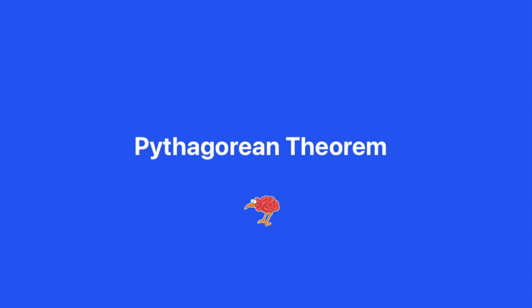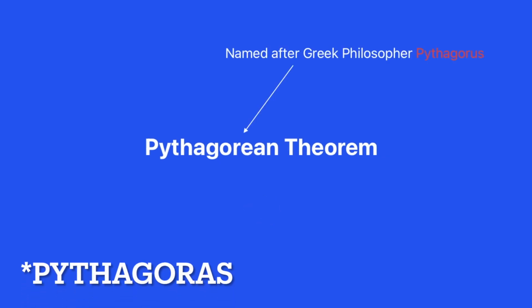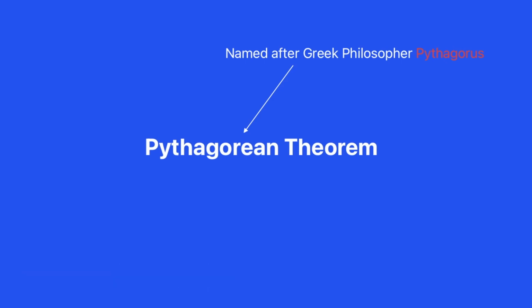Today we're going to learn about the Pythagorean Theorem. So why was the Pythagorean Theorem invented? Well, first of all, it was invented by a Greek philosopher named Pythagoras, and it is now used in everyday math to find the missing length of a right triangle.